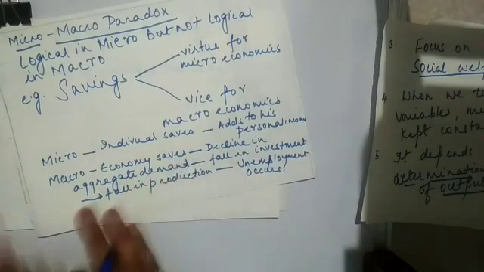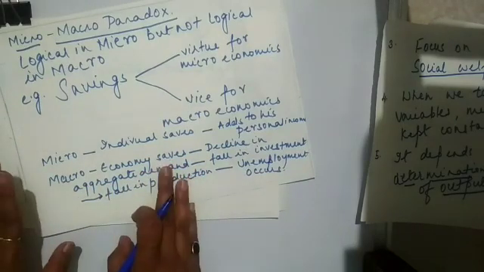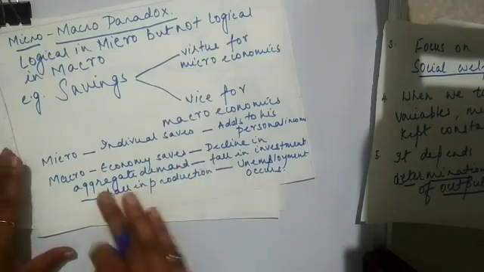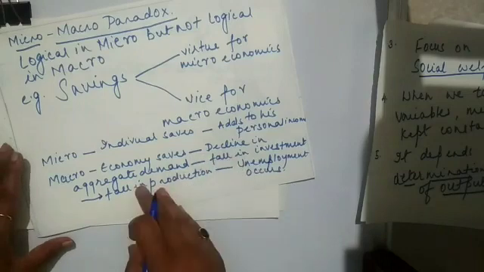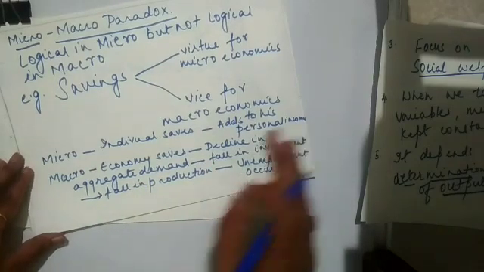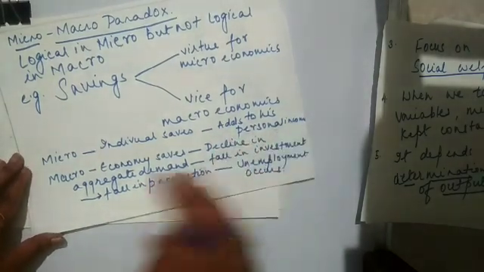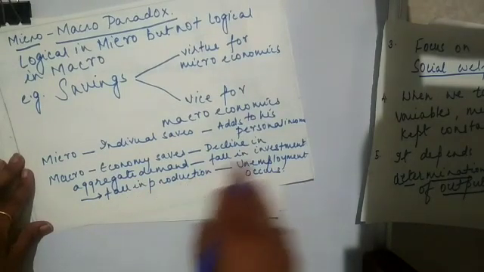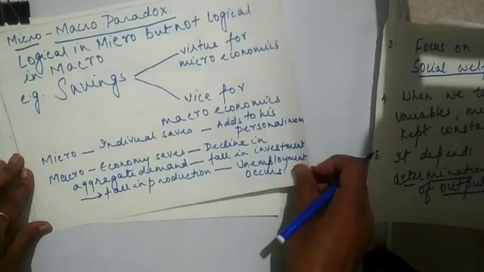In macroeconomics, if the economy is saving, it means the nation is saving, no one is spending or fewer people are spending their money. As a result, what happens? Aggregate demand declines. If aggregate demand declines, what happens to the investment? The producers are not ready to invest. And if the producers are not ready to invest, then there is fall in the production and then the unemployment occurs in the economy. Okay.